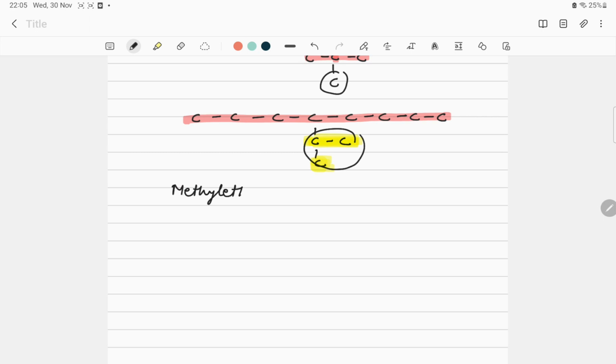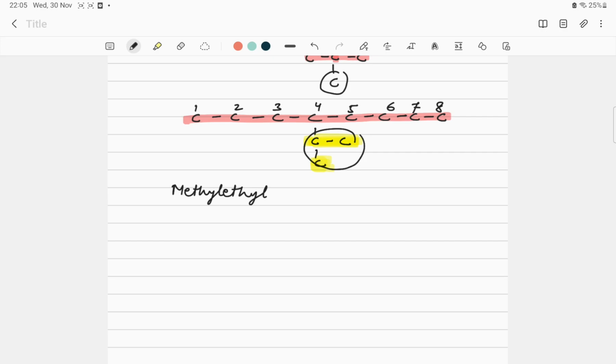This is methyl ethyl. And where this methyl ethyl is present, it should be numbered in such a way that the substituent gets the least number. So we'll start numbering as 1 2 3 4 5 6 7 8. If we number from the right, then definitely it will get a higher position. That is why this should be the preferred one.